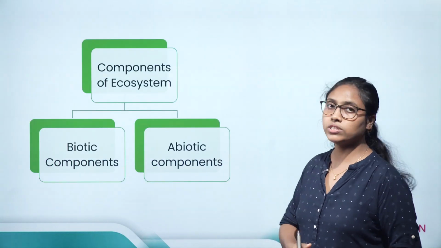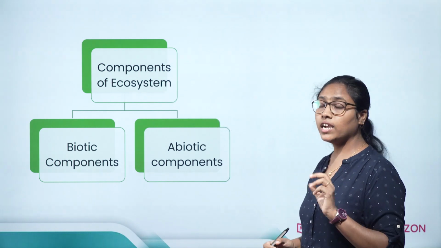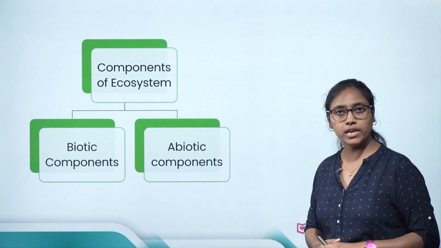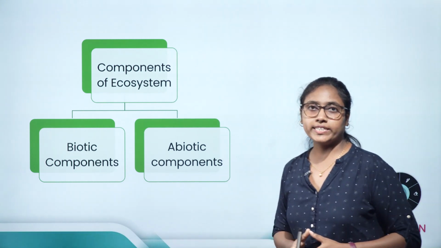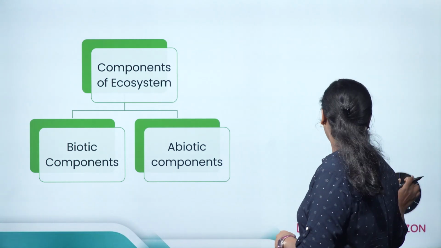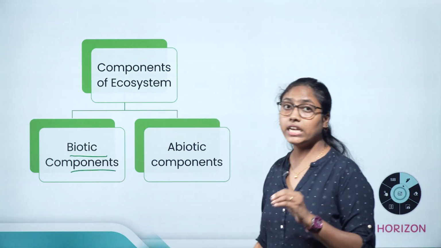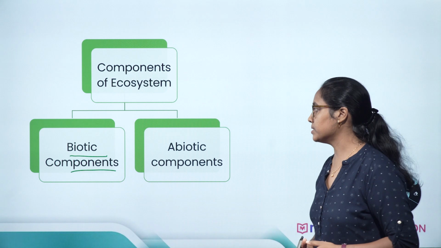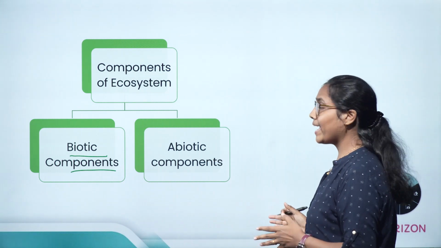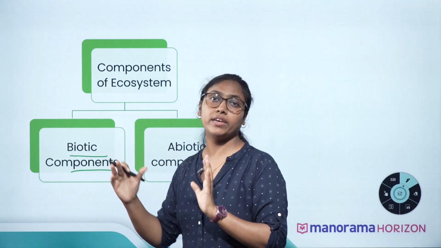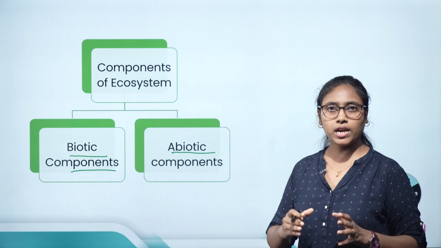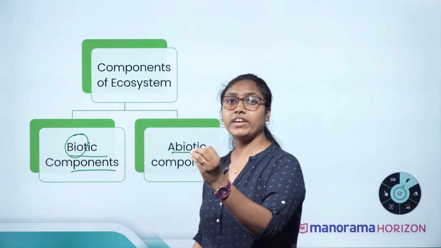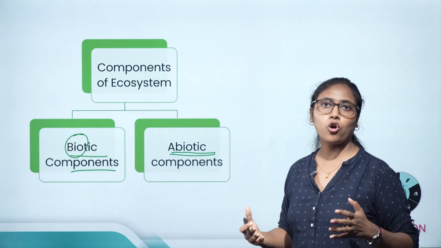Now, this ecosystem has two basic components. The first is the biotic component and the second is the abiotic component. So students, what are biotic components? Biotic components are components that contain living organisms. Living organisms include plants, animals and microorganisms. And abiotic components include air, water, soil, all non-living components. By the name itself you can understand, bio means life. So biotic components are all living components and abiotic components are non-living components.